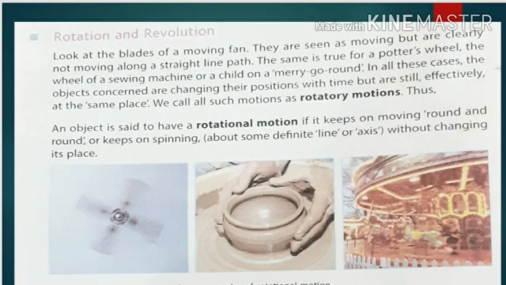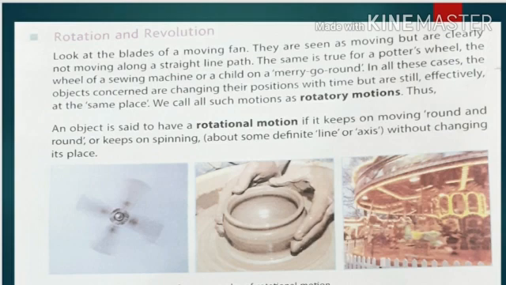Let's understand what is the difference between the changing of position of Earth during these two types of motion. First of all, think about the moving fan, the blades of a moving fan. These are seen as moving but are clearly not moving along a straight line path. The same is true for a potter's wheel.